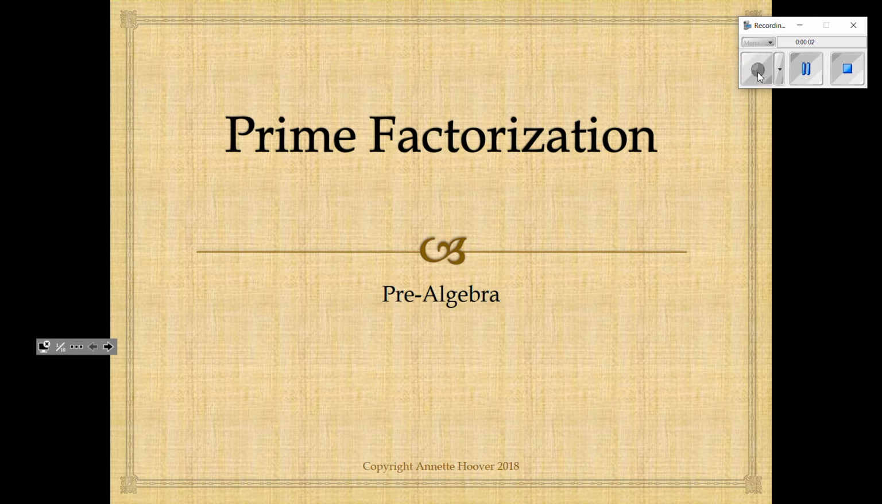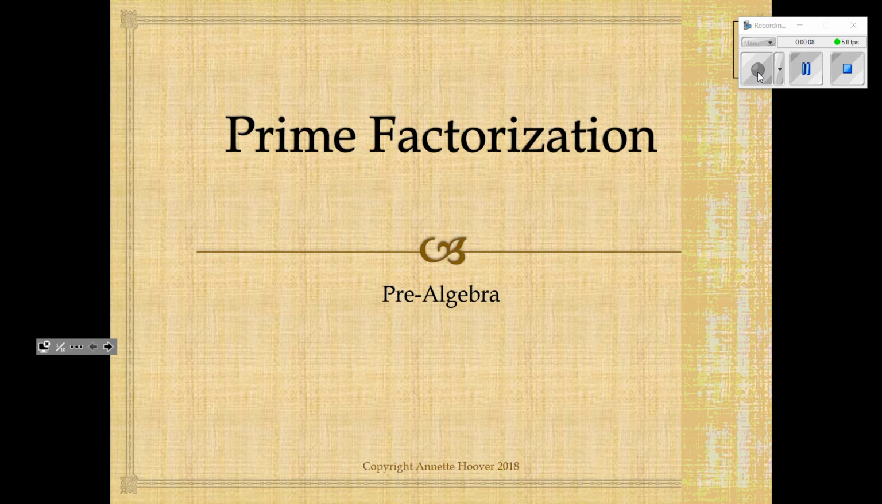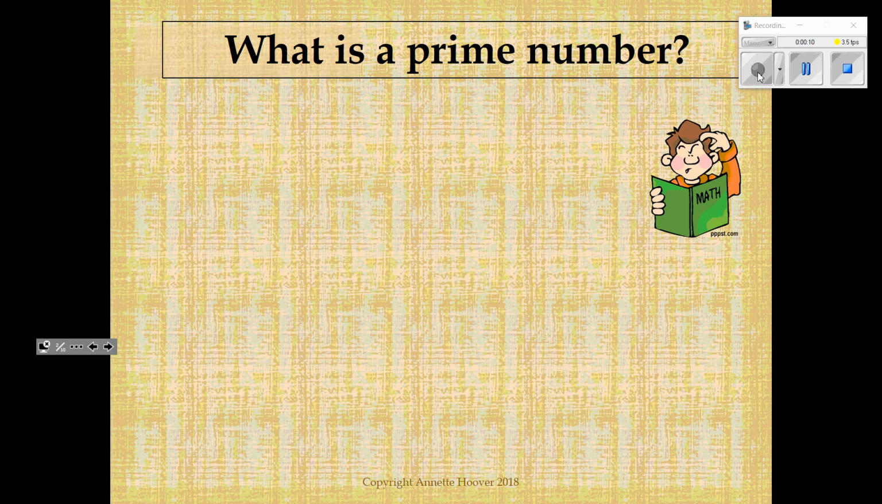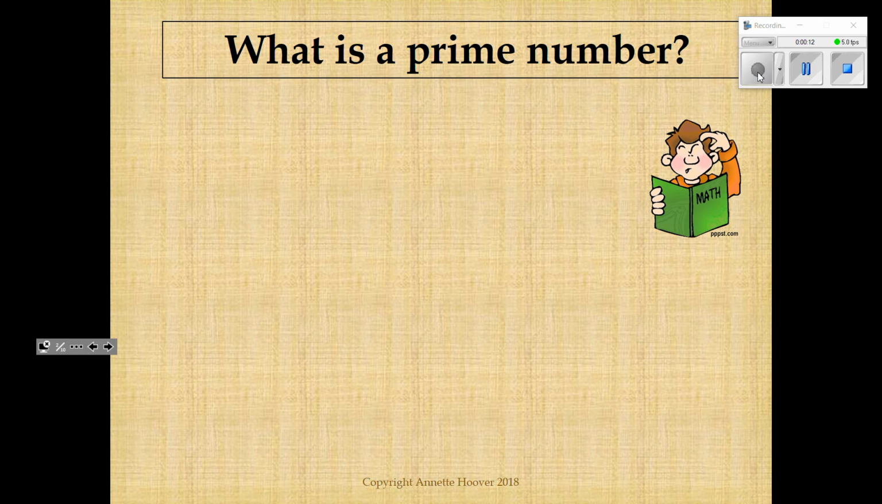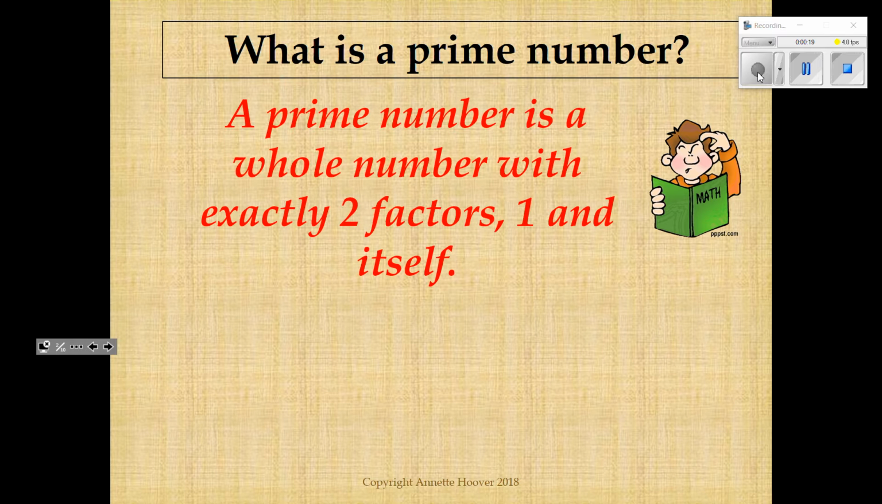In this lesson, we are going to be looking at how to find the prime factorization of a number. So first of all, what is the prime factorization? To answer that, we're first going to ask ourselves, what is a prime number? Hopefully you've heard of this before, and a prime number is a whole number with exactly two factors, one and itself. For example, let's take the number 5.